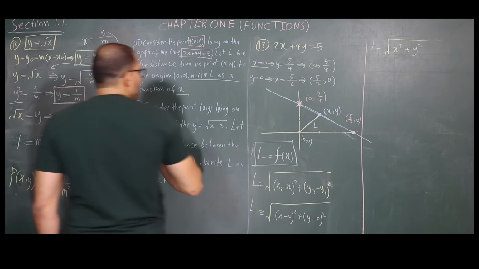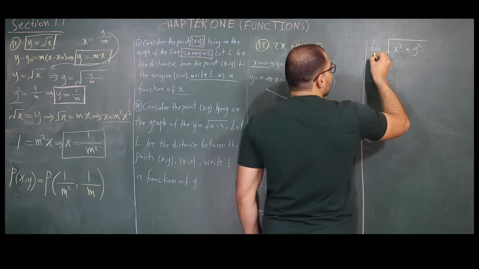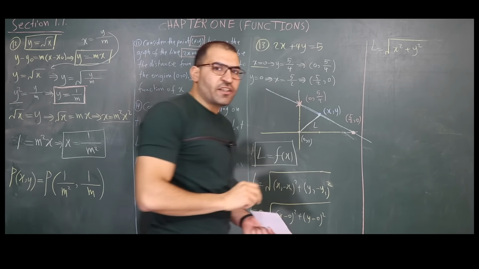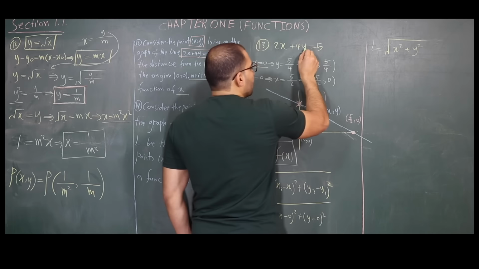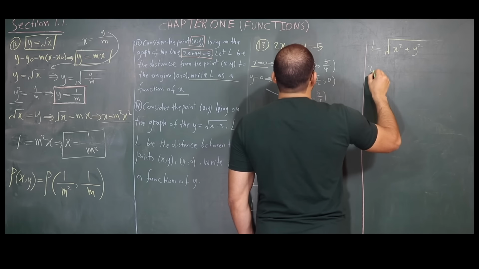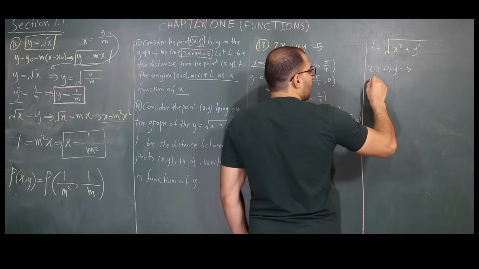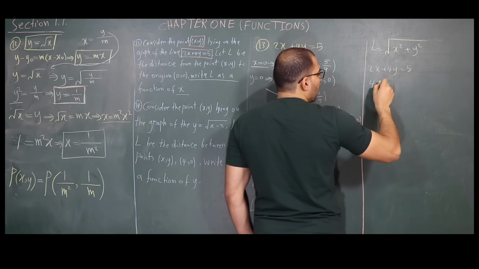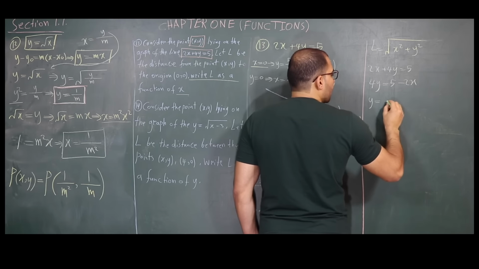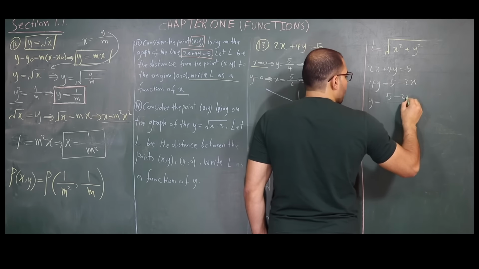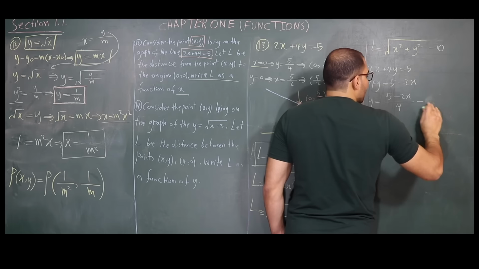You want us to find L as a function of x. Now I have L as a function of x and y. So I need to get rid of the variable y. And it's too easy. I can find y from the line. So 2x plus 4y equal to 5, I can move everything but y to the other side. So 5 minus 2x, I need just y, and then I'm going to divide by 4. So the result will be y equals (5 minus 2x) divided by 4.